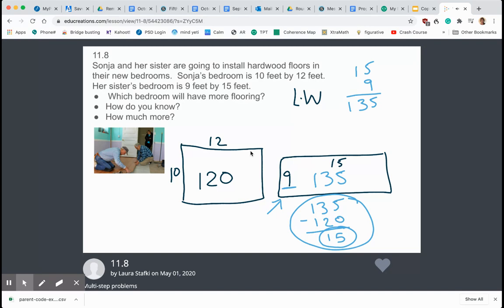Now, I want to remind you that when you are multiplying fractions, if you say, for instance, half of 5, you're multiplying 1/2 times 5. Of is that little keyword that reminds you to multiply.